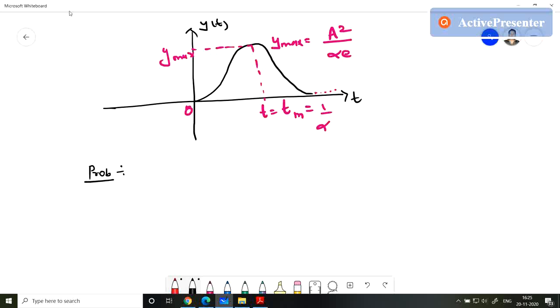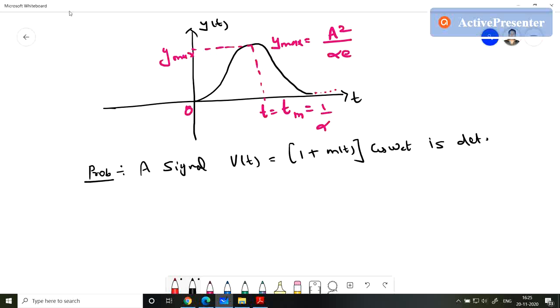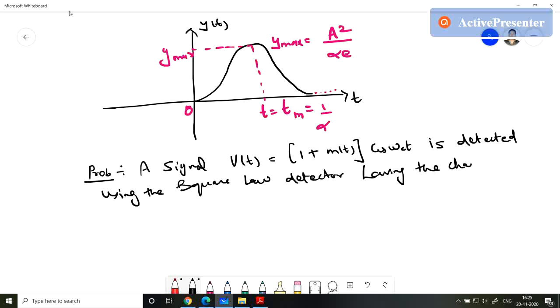So the problem is: a signal v(t) equal to (1 plus m(t)) cos omega_c t is detected using a square law detector, having the characteristics v_0 equal to v(t) square.